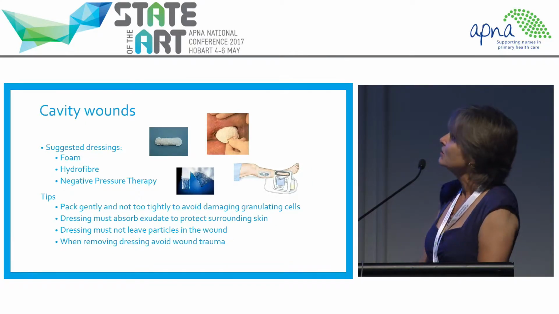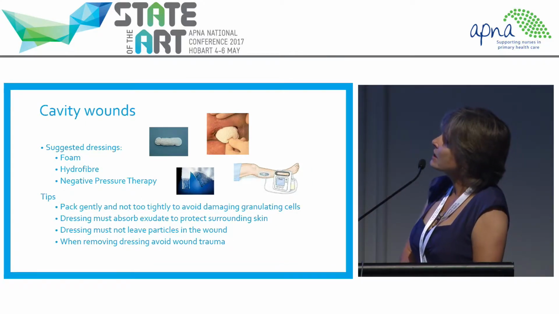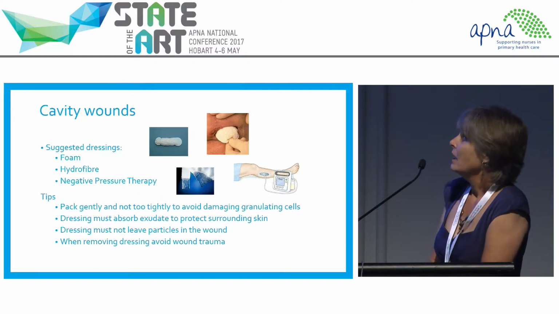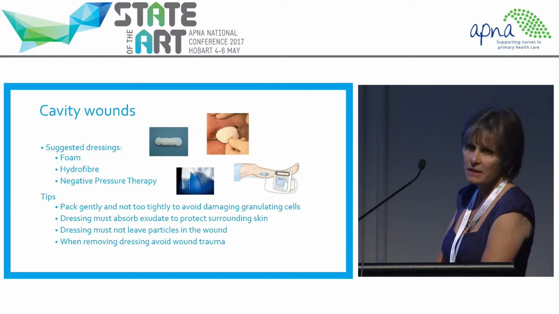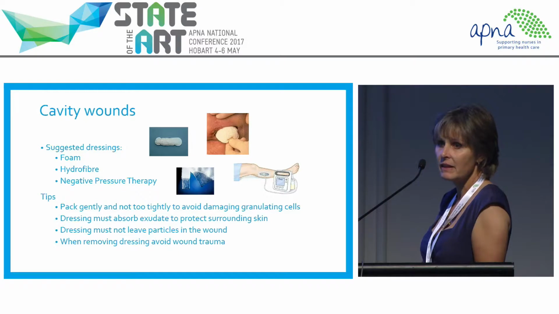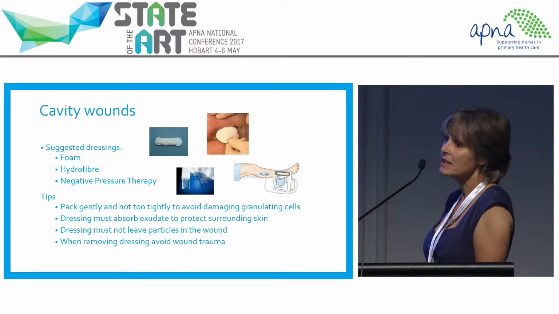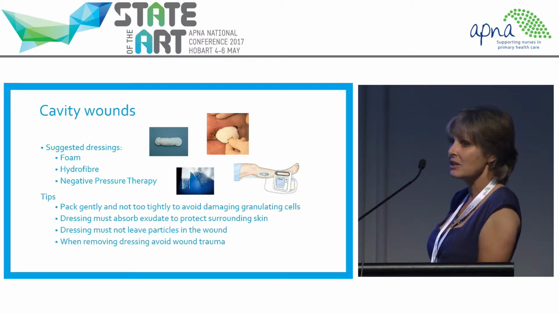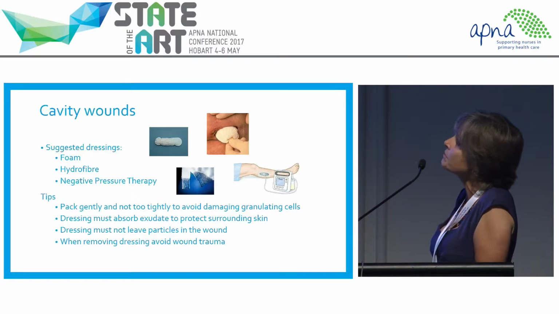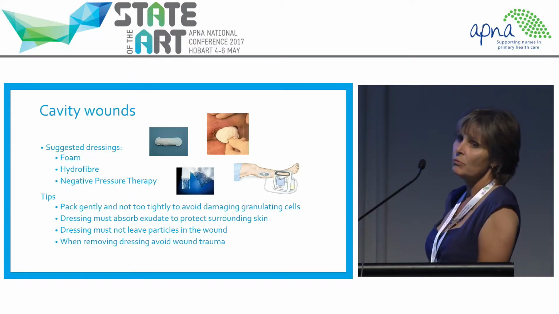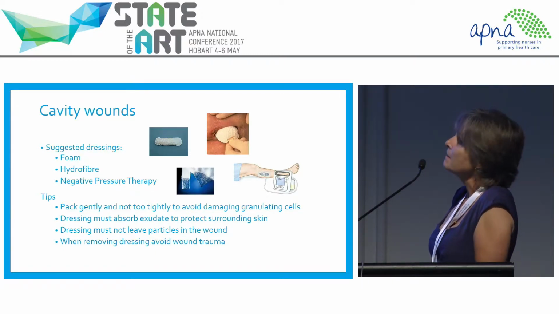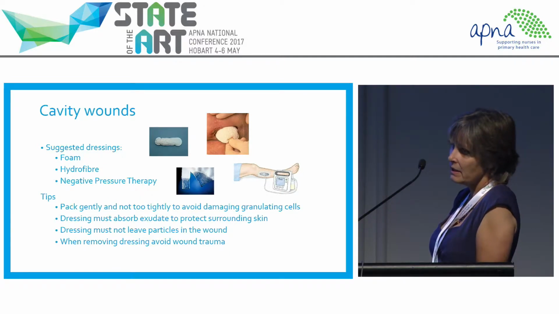So cavity wounds, suggested dressings, foams. When I say foam, these foams are specifically cavity foam dressings, and it's like a little sachet that is filled with foam chips that goes in one piece and comes out in one piece. Hydrofiber is a great alternative to the ribbon gauze, and if the wound is big enough, then negative pressure therapy.